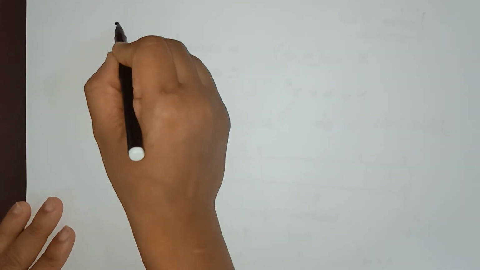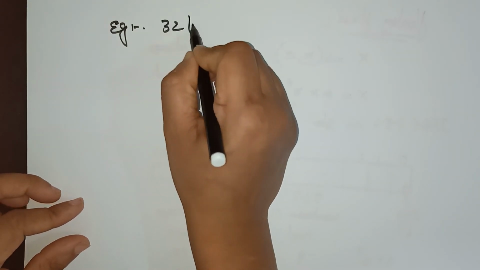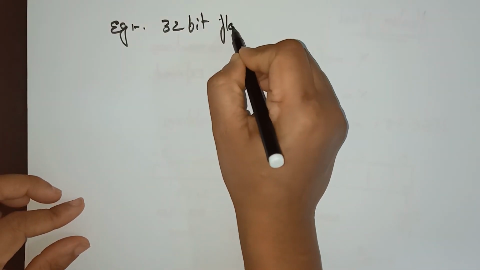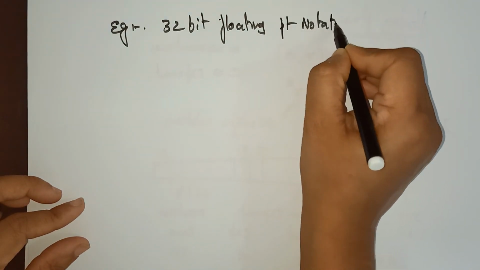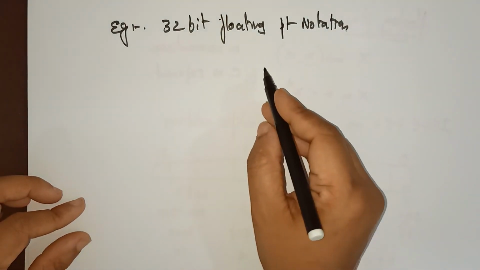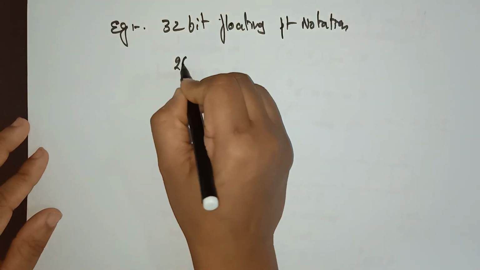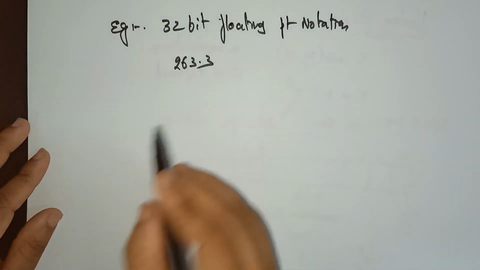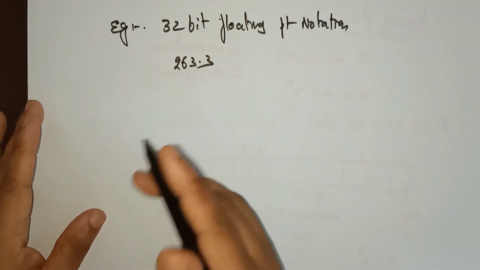Now let me take an example to explain this floating point representation. How to represent a number? Let's take a 32-bit floating point notation, which is single precision. 32-bit means single precision, 64 means double precision. So 263.3 is my number, and I want to represent it in a floating point representation.